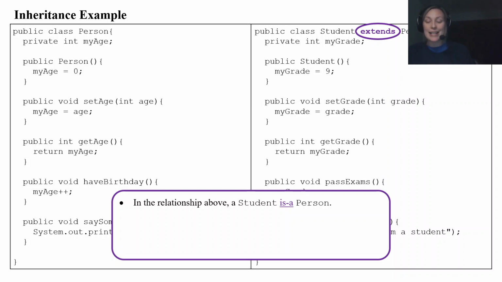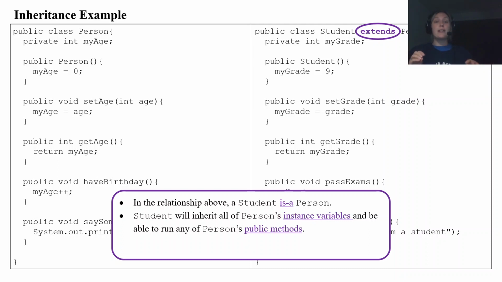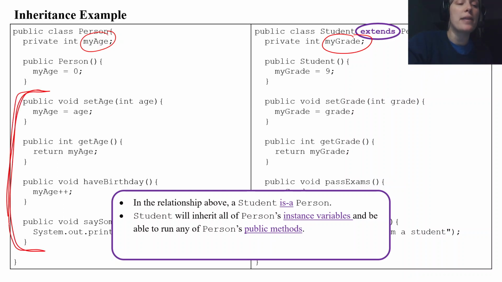So a student is a person. Student, any student object, will inherit all of person's instance variables and be able to run any of person's public methods. Isn't that cool? So any student you create is going to have a myAge property as well as a myGrade property. Okay? And then any student is able to run these public methods. Okay? It does not run the constructor.